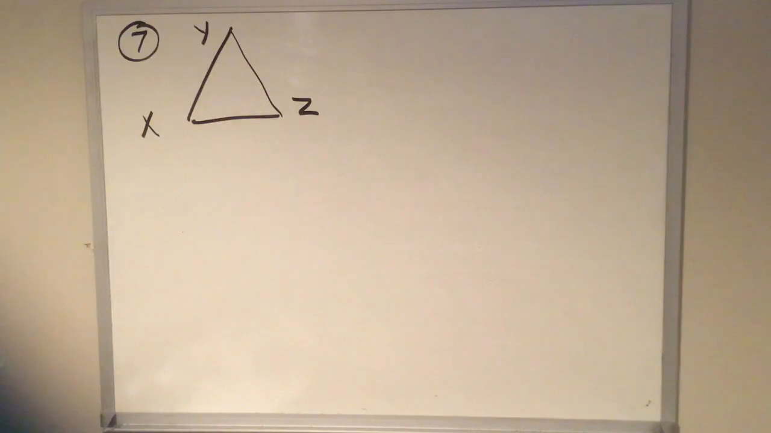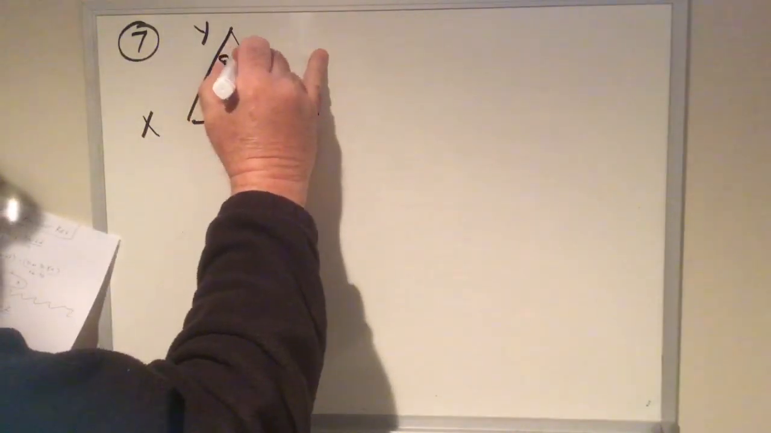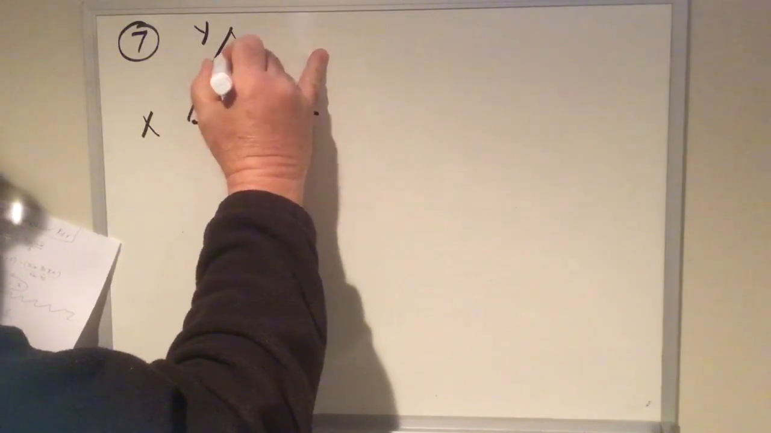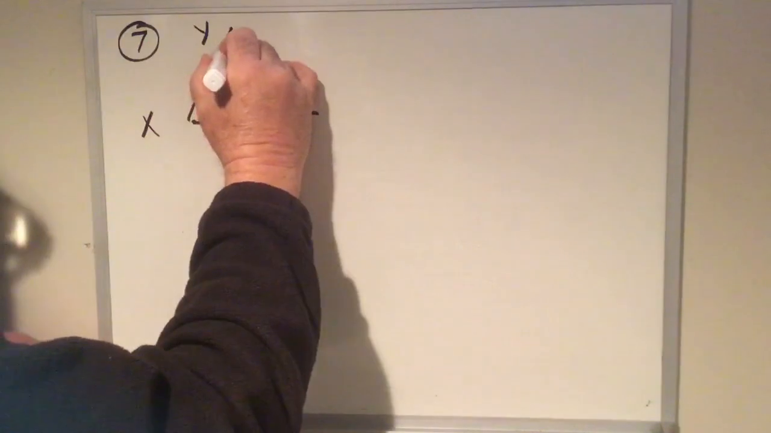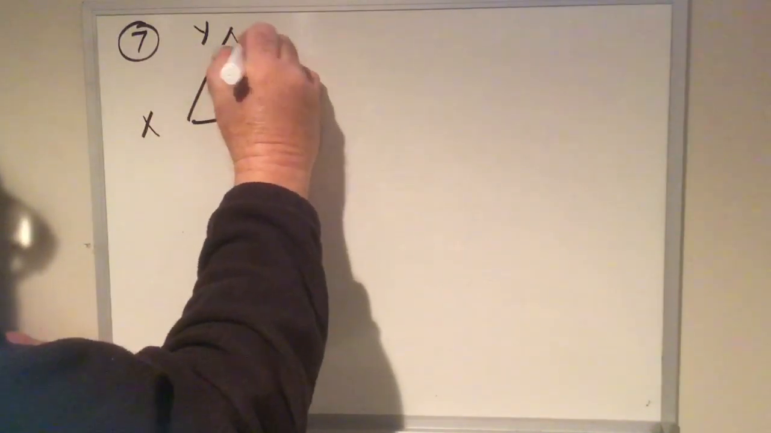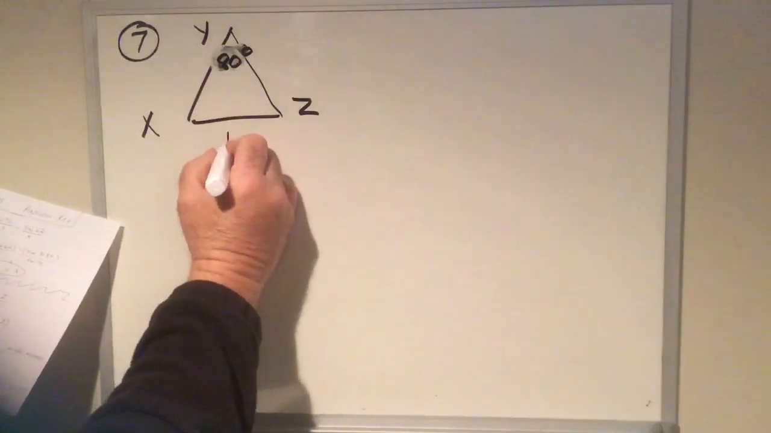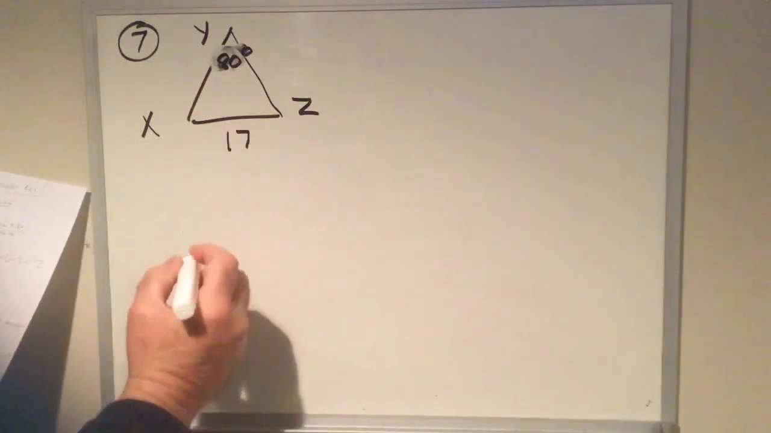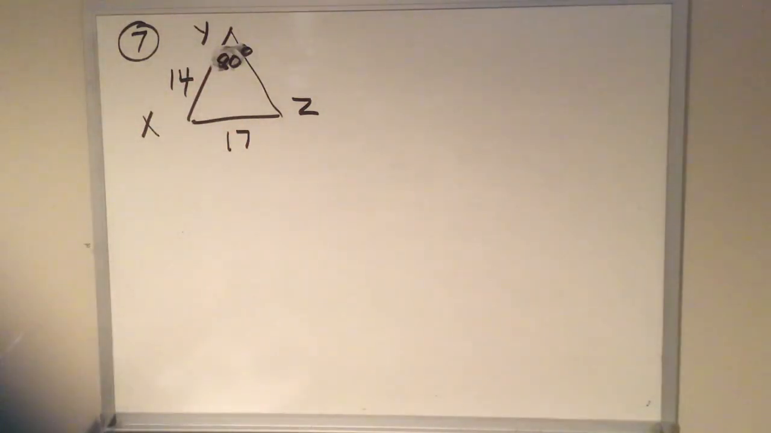What do they tell us in 7? They tell us that angle y is 80 degrees up here. I guess I could have made the triangle a little bigger. 80 degrees. Across from y, the side length is 17. Across from z, the side length is 14. So that's what we've got.